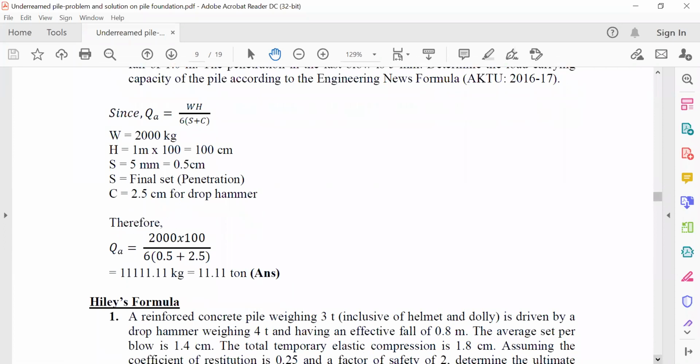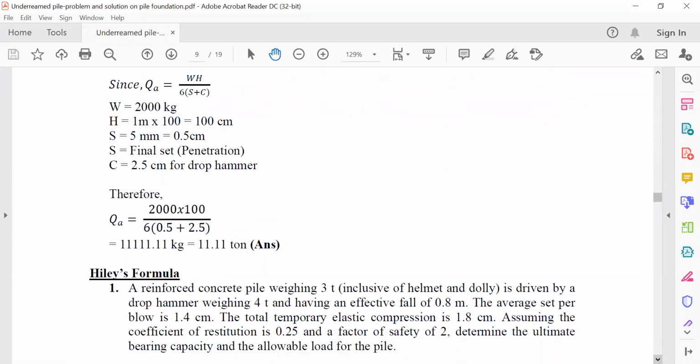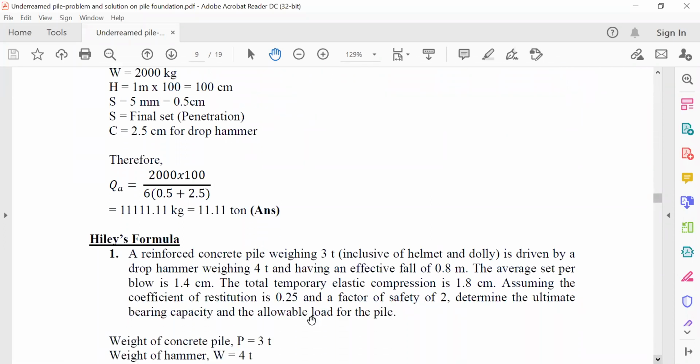So now we shall see one numerical from Healy's formula. What does Healy's formula say, and what is the numerical? A reinforced concrete pile weighing 3 ton, inclusive of helmet and dolly, is driven by a drop hammer weighing 4 ton, having an effective fall of 0.8 meter. Here you need to pay a little attention. Is the cursor visible or not?